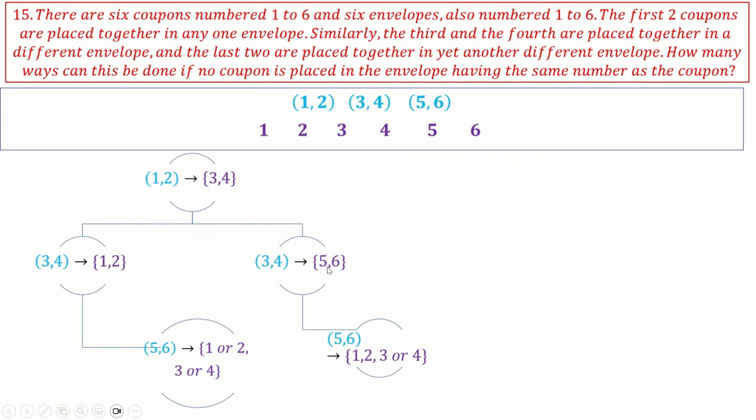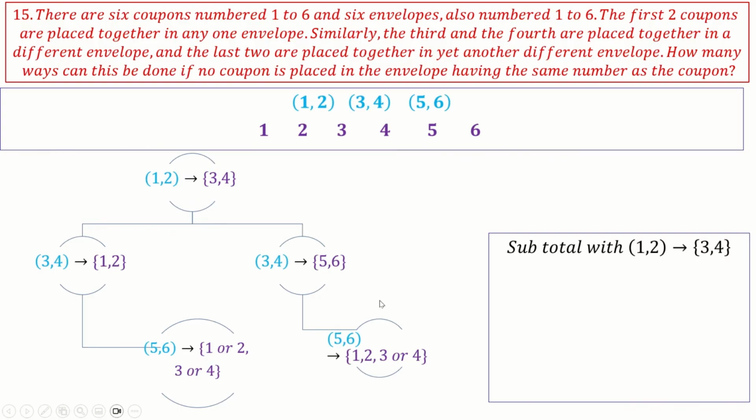Similarly, if 3 comma 4 goes into 5 comma 6, I am left with 5 comma 6 having the options of 1, 2, 3 or 4. Because one of them is taken, 1 comma 2 both are free, but of 3 or 4 only one is left, so three options are here. Now I know that this is a simple tree. To understand this, whenever you come down it is multiplication, and whenever you have two options it is addition of these two. So which is very simple.